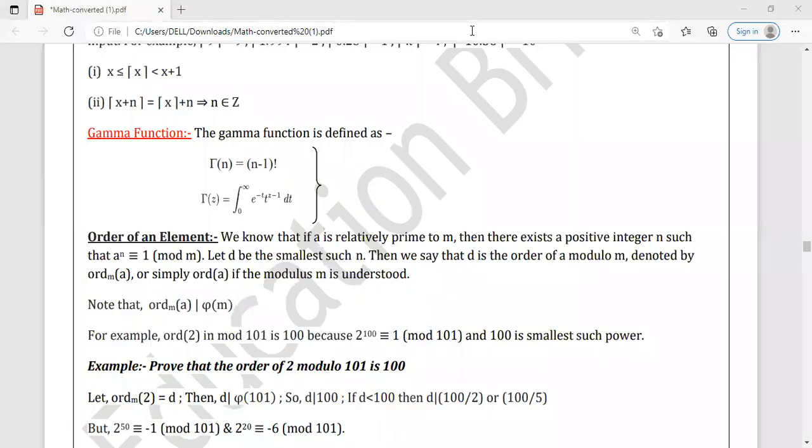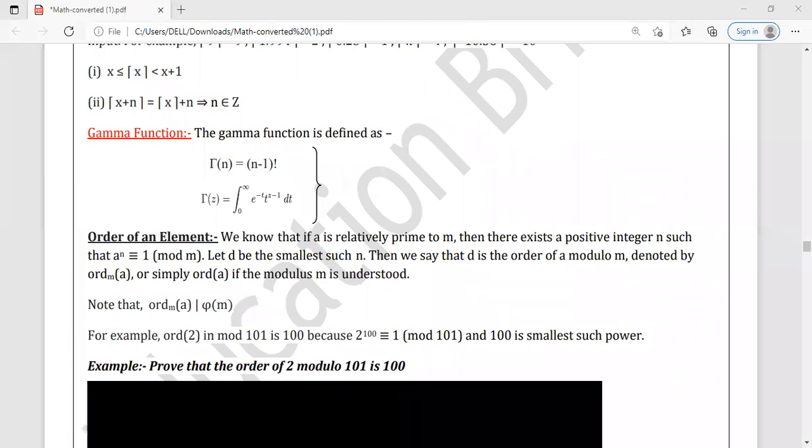Okay, so I don't think any more doubt is there. So let me start another thing, but before that I will give you a short problem. Try the problem that is given here. Prove that the order of 2 modulo 101 is 100.